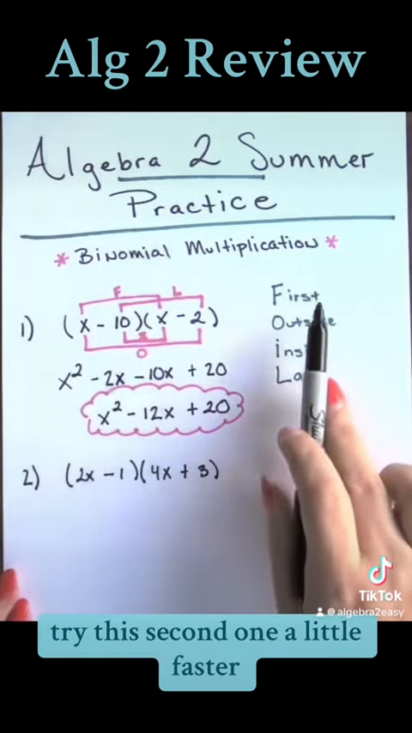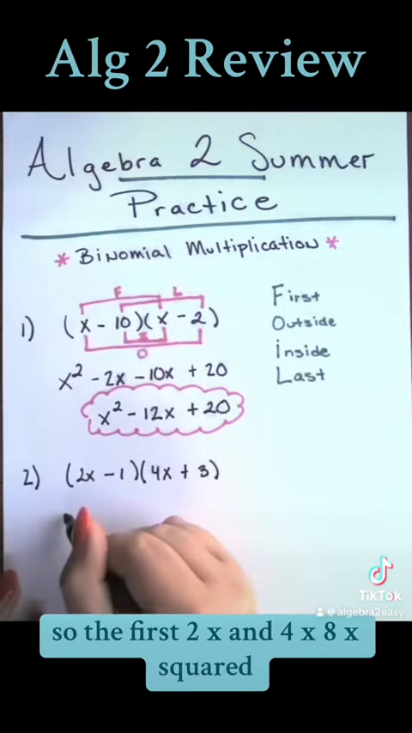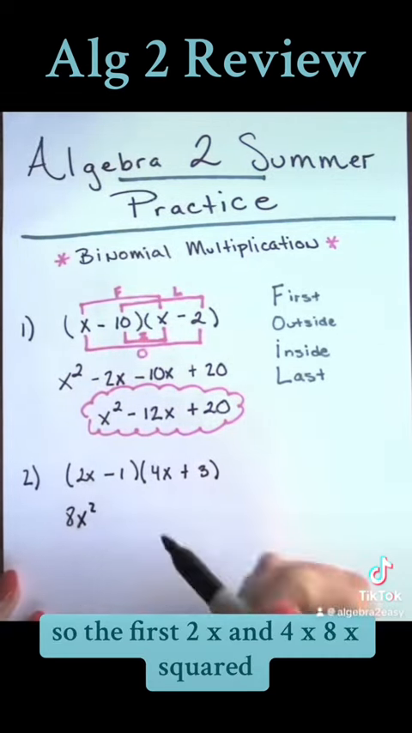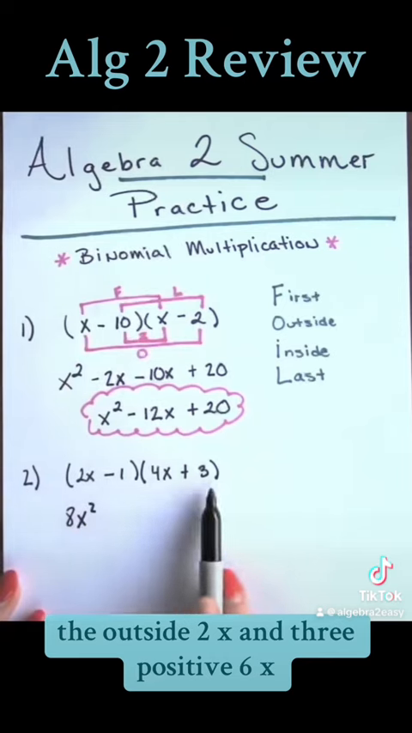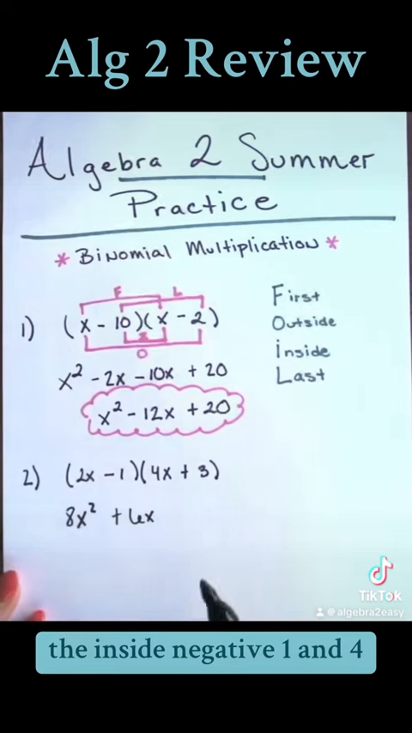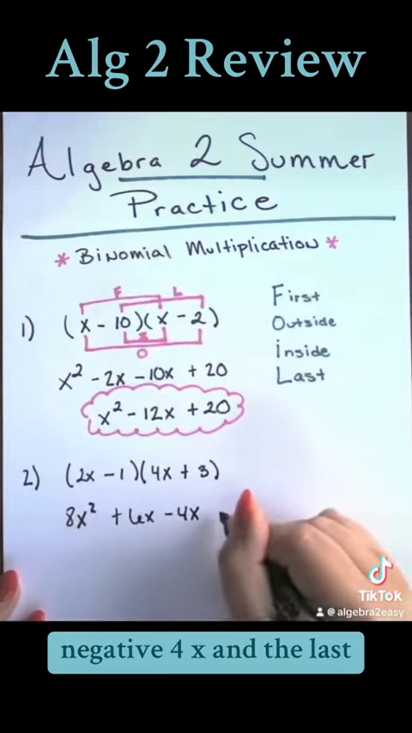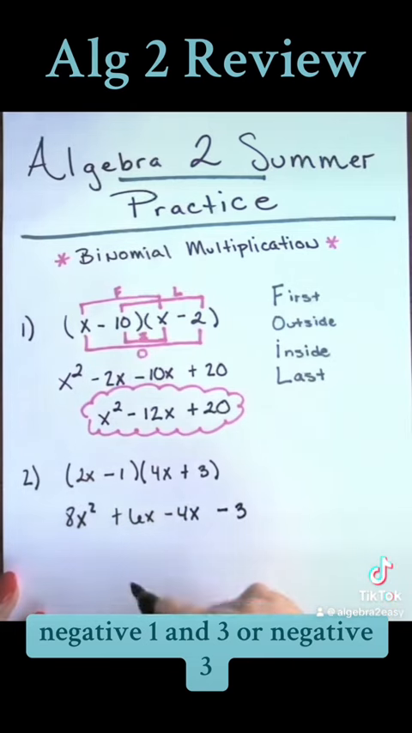Try this second one a little faster. First, outer, inside, last. So the first, 2x and 4x, 8x squared. The outside, 2x and 3, positive 6x. The inside, negative 1 and 4, negative 4x. And the last, negative 1 and 3, or negative 3.